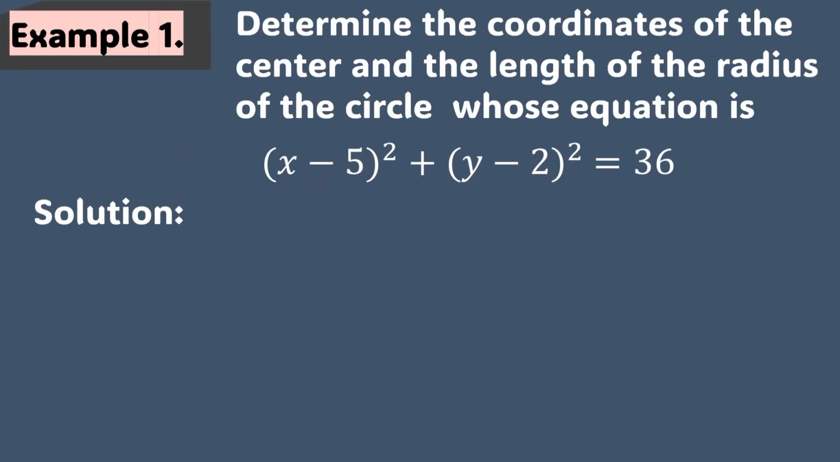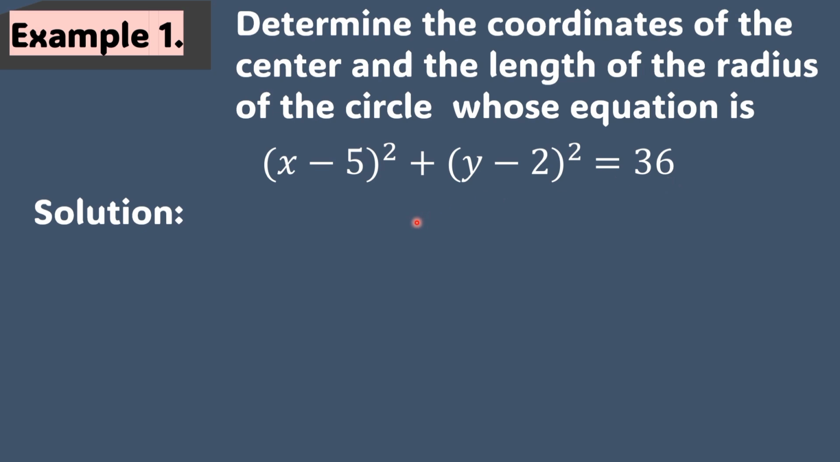Example number 1. Determine the coordinates of the center and the length of the radius of the circle whose equation is the square of x minus 5 plus the square of y minus 2 equals 36.